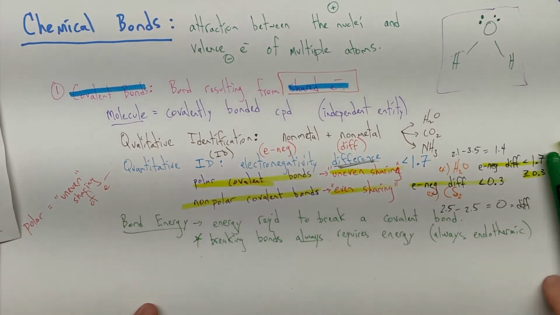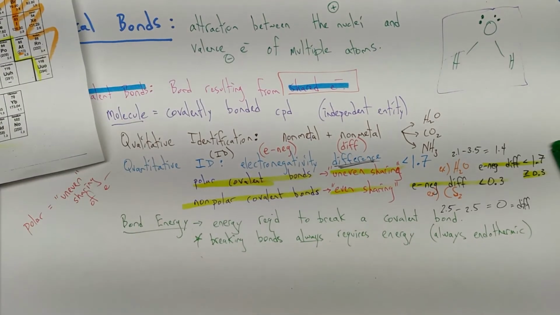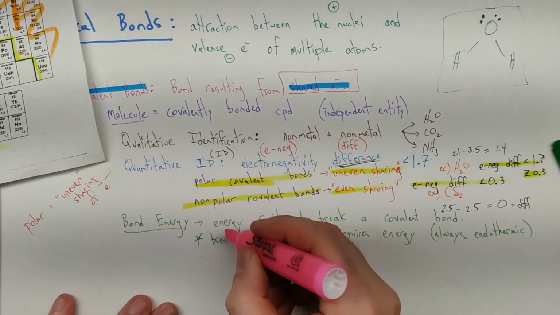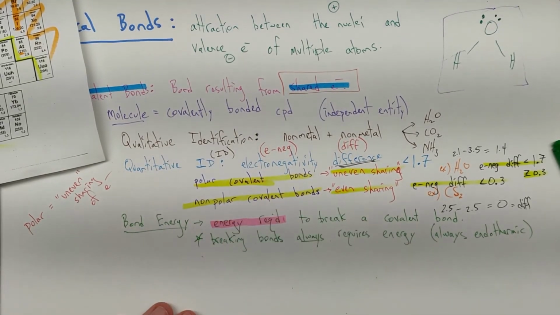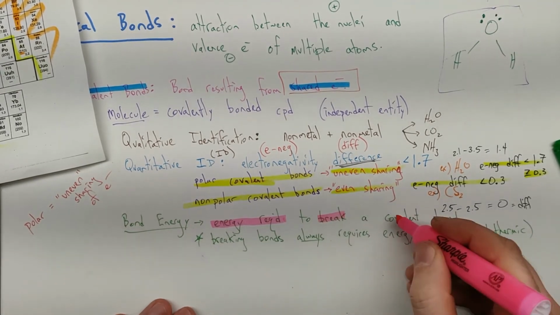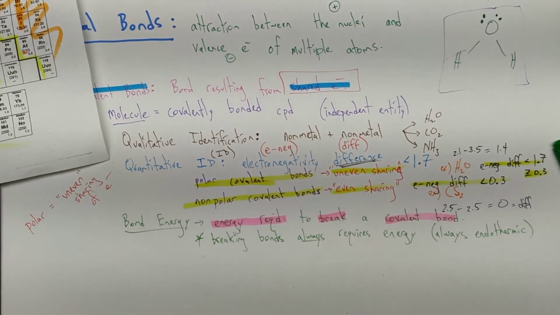When we're talking about bond energy, we're talking about energy required, and I want to highlight this because we're going to see a parallel with our ionic definition for lattice energy. So when we're talking about bond energy, we're talking about energy required. Energy required to do what? To break. And what are we talking about? Covalent bonds. All right, so those are the three key terms we're going to hit on once we get to ionic compounds as well.